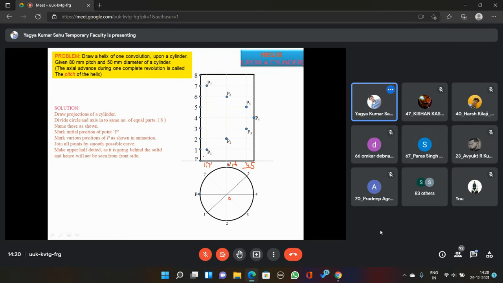Behind the front view means they're not visible.